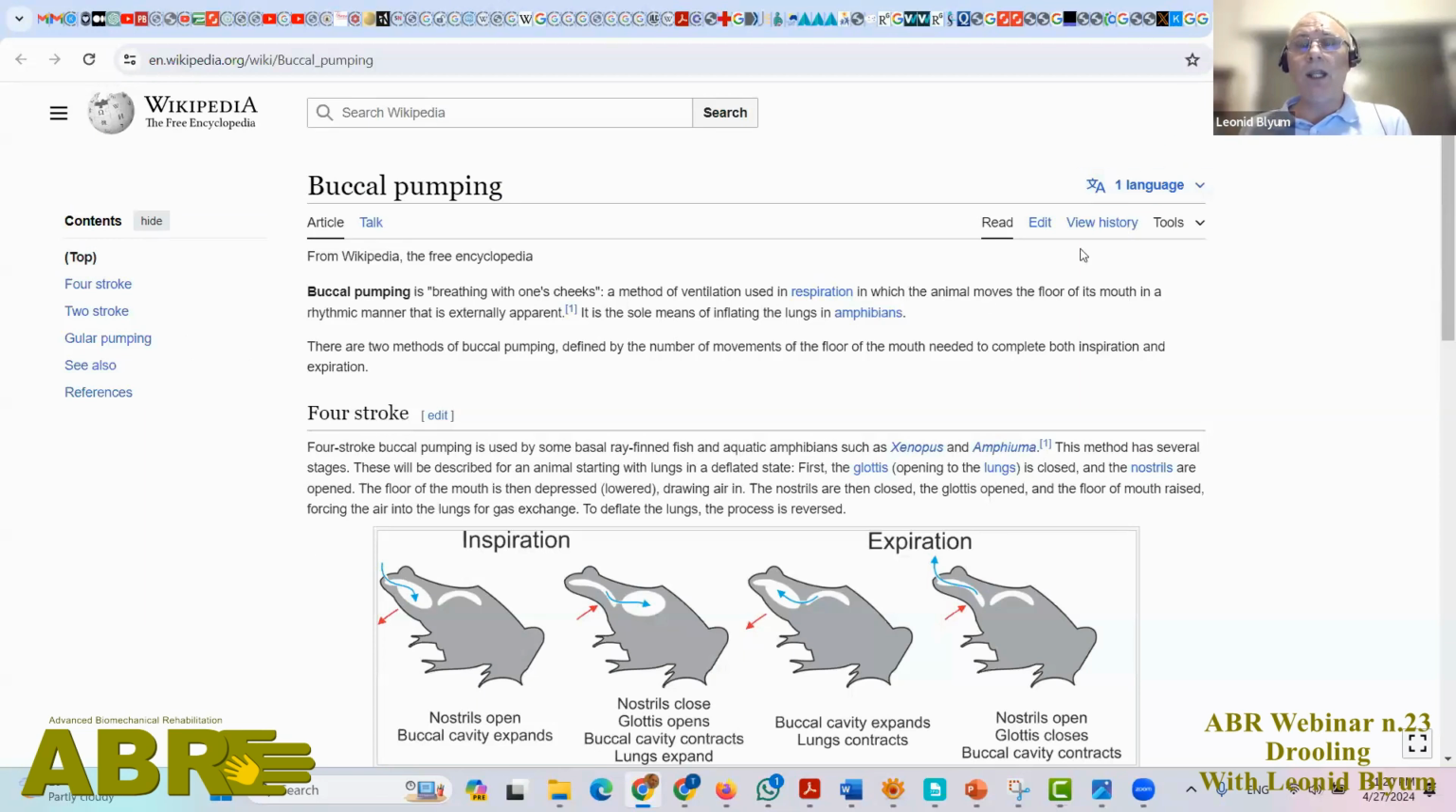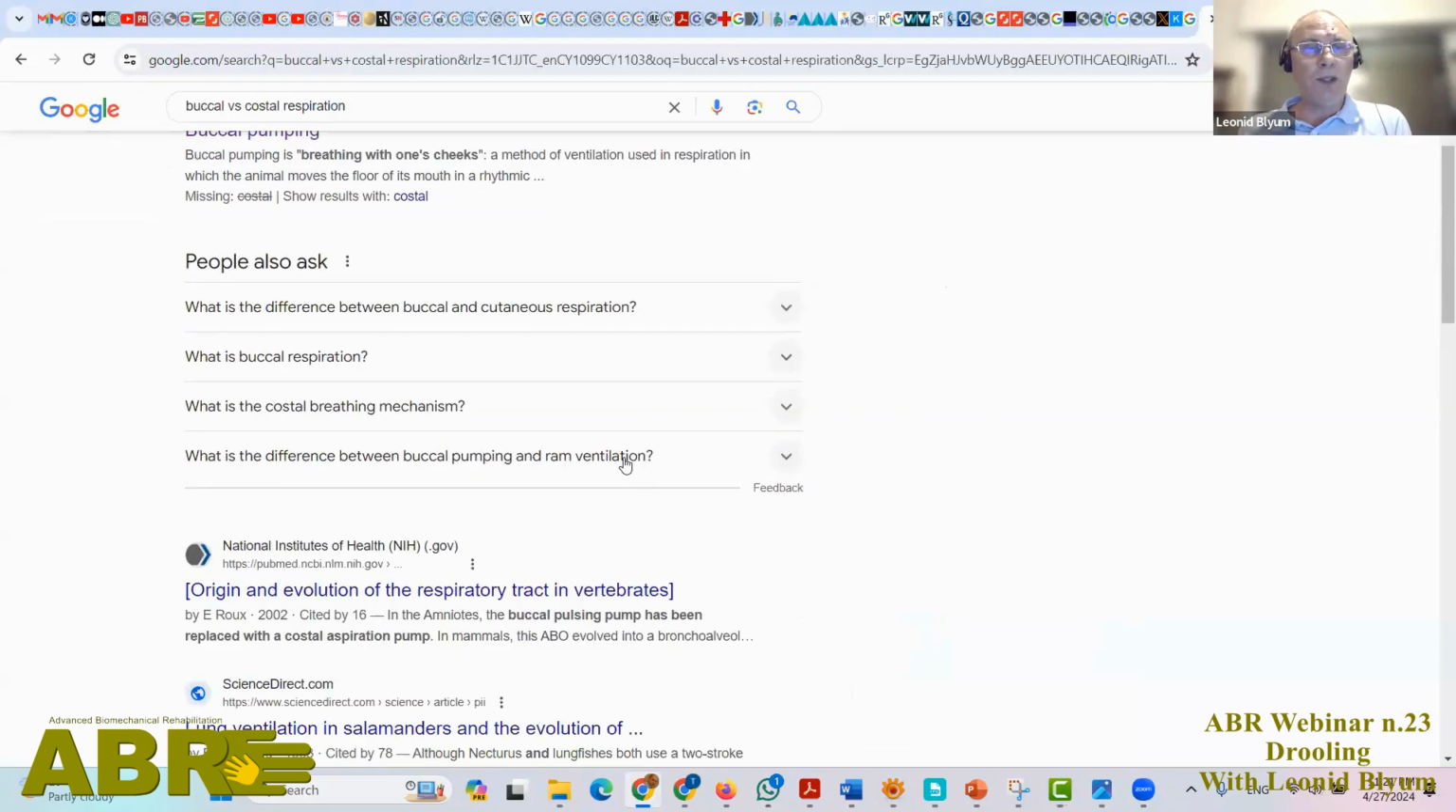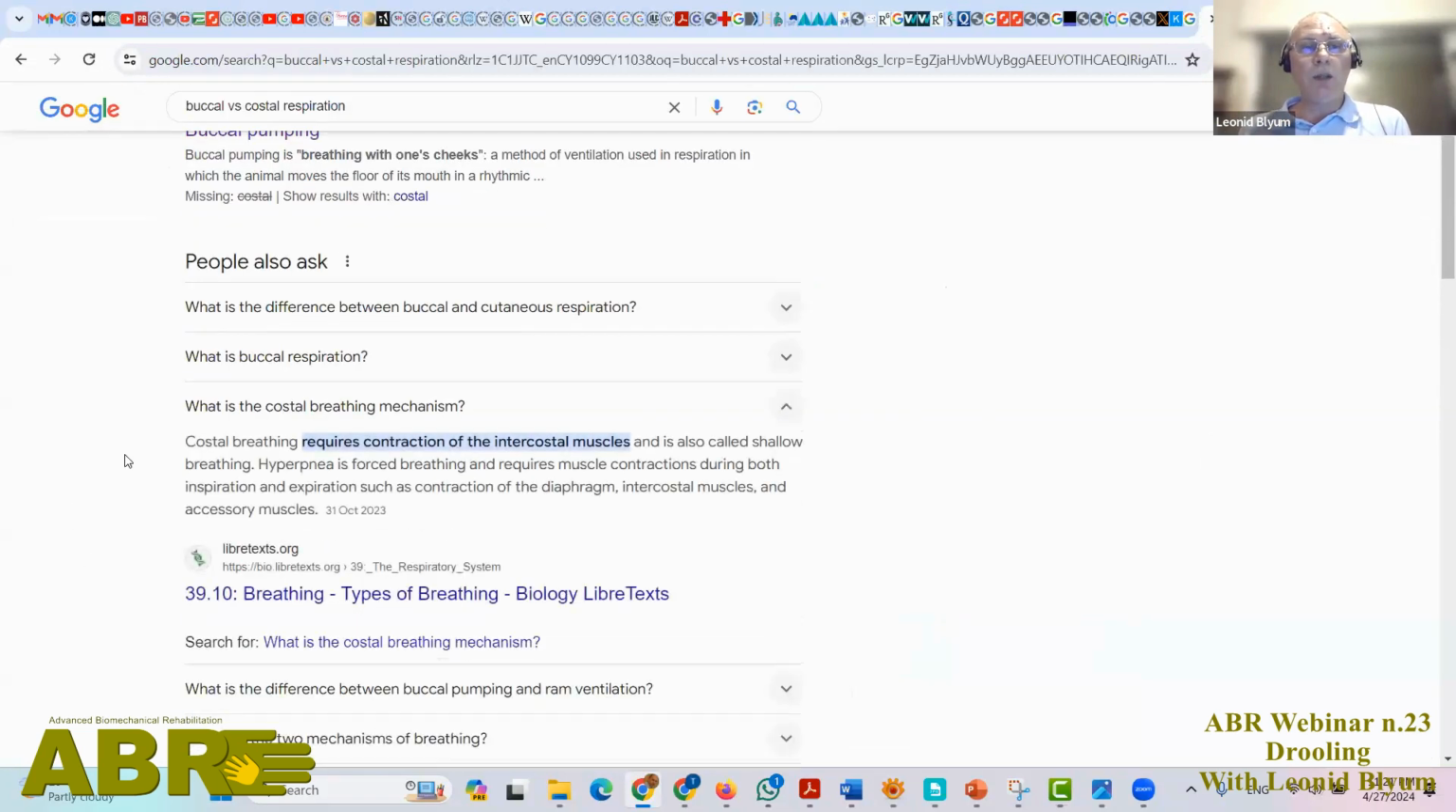And now, what is the key thing for mammals? That they have the so-called costal breathing, right? The costal breathing mechanism requires contraction of the intercostal muscles, and it's called shallow breathing, and so on and so forth.